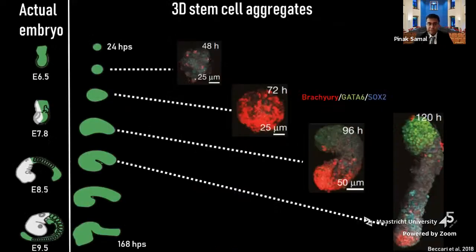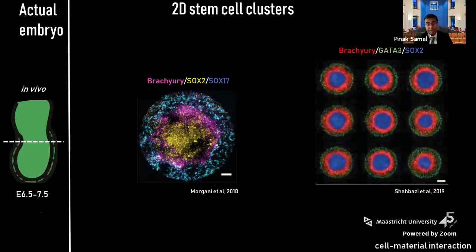Fortunately, over the past few years, stem cell models have been developed, which actually closely mimic the development of actual embryo. So on the left here, you see the development of actual embryo over a few days. And on the right, you see stem cell aggregates, which in the lab can be coaxed to form similar features over a period of few days. And this happens in 3D. The same can be done in 2D, where the stem cells are seeded on a flat surface.